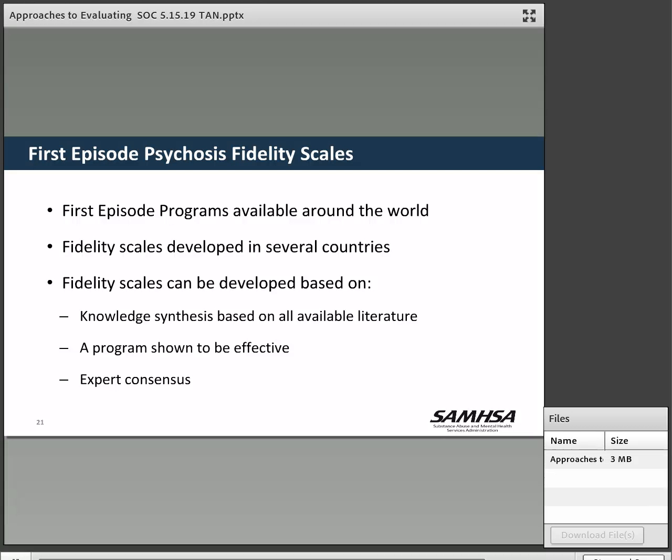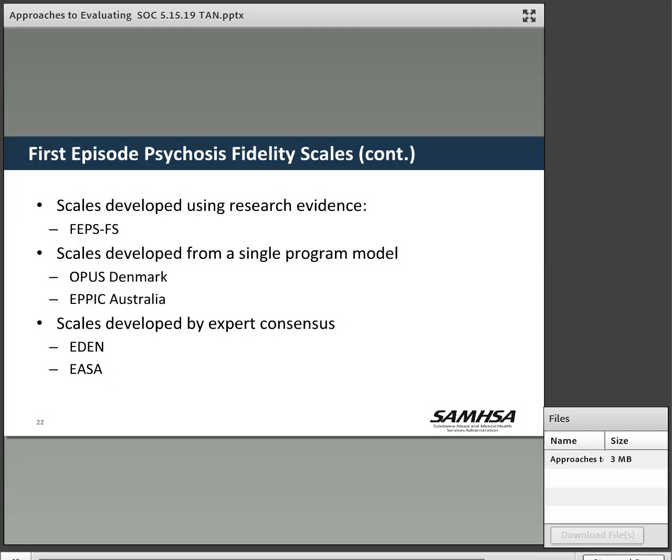Around first episode psychosis, I'll just touch on the fidelity scales fairly quickly. There are a number of fidelity scales for first episode programs around the world, from several countries. They can be developed in a number of ways. Knowledge synthesis: some program may be effective, they measure fidelity, and that becomes a standard. There may be some expert consensus. So there are different ways of developing scales.